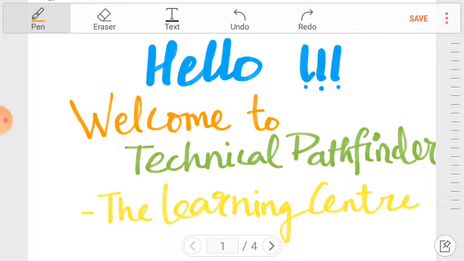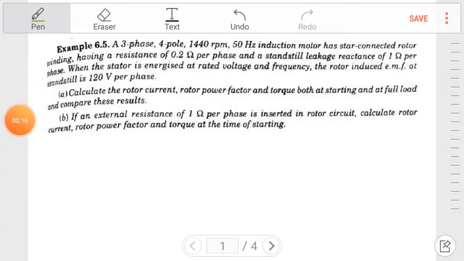Are you ready to understand the new problem of three-phase induction machine from PS Bhimra? So let's start. So let's observe what is given in the question and what he is asking.